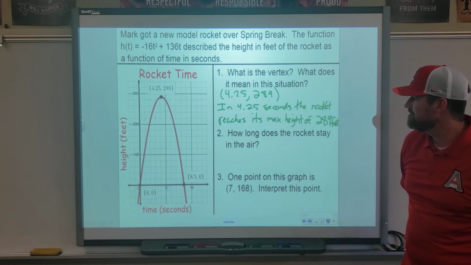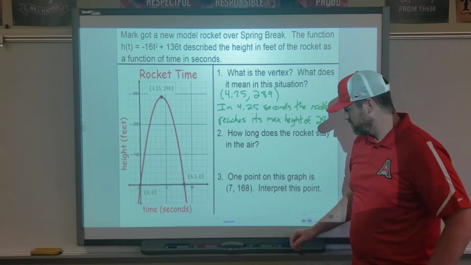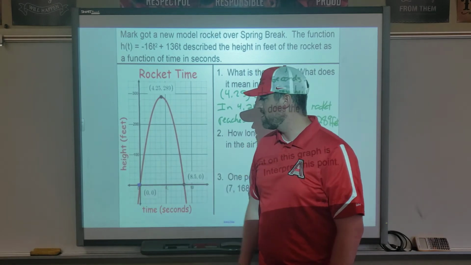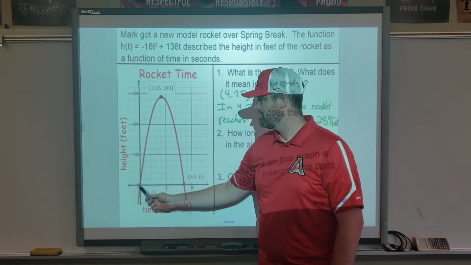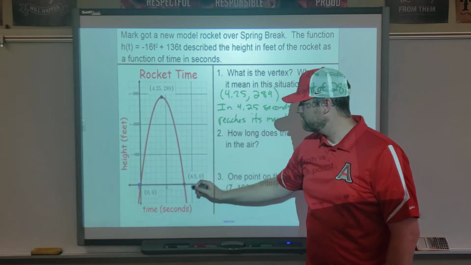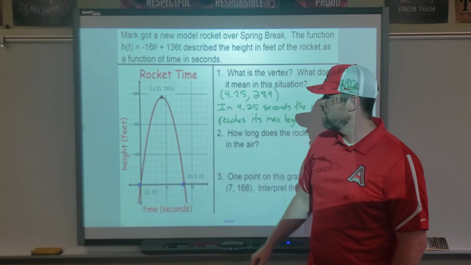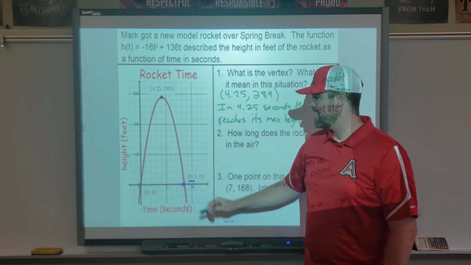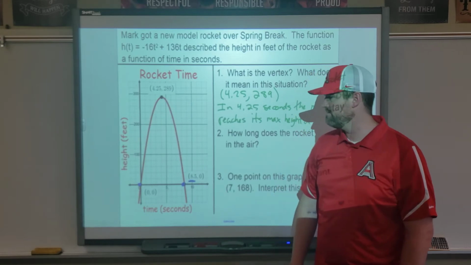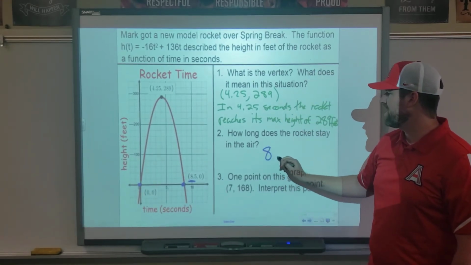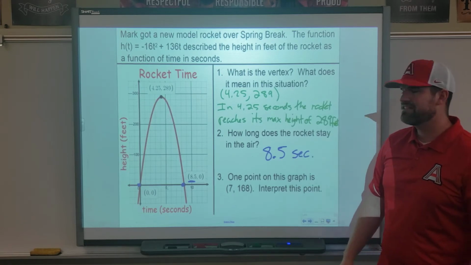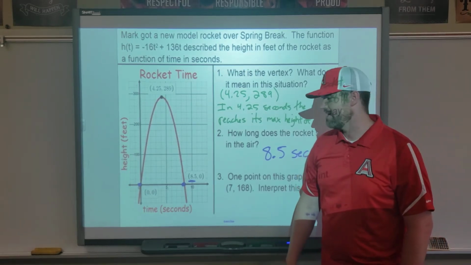Next question, how long does the rocket stay in the air? Well, if we go to the time, the rocket started on the ground at the time of 0. It flew up in the air, it reached its maximum, and then it hit the ground right here. How long after the launch was that? Well, according to our graph, that x-intercept is 8.5, which means it took 8.5 seconds until it reached the ground, which means it was in the air for 8.5 seconds.